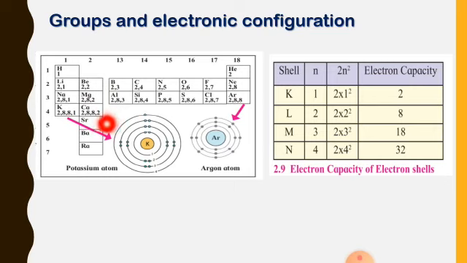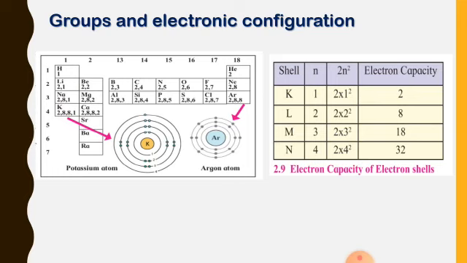While going from top to bottom in any group, the electronic shells get added one at a time. Here it is 1 shell, here 2 shells, Na has 3 shells and potassium has 4 shells. From this we can say that the electronic configuration of the outermost shell is the characteristic of a particular group. However, as we go down a group, the number of shells goes on increasing. This we have learned in groups and electronic configuration.